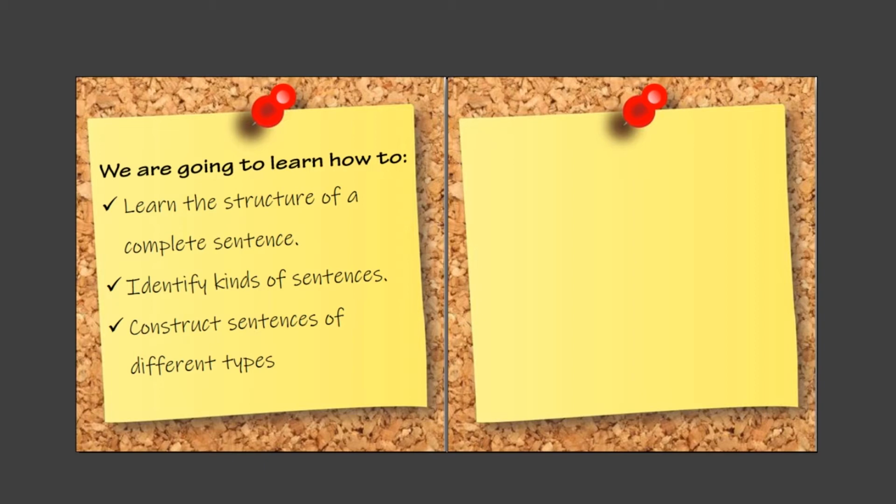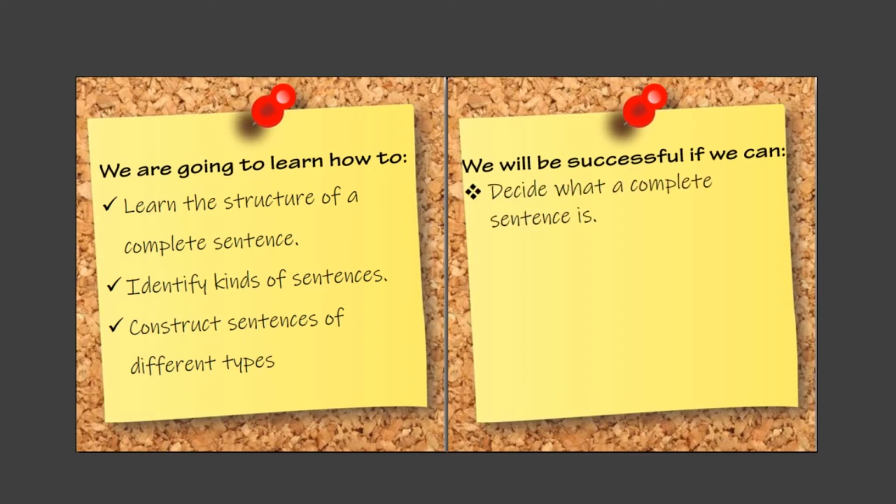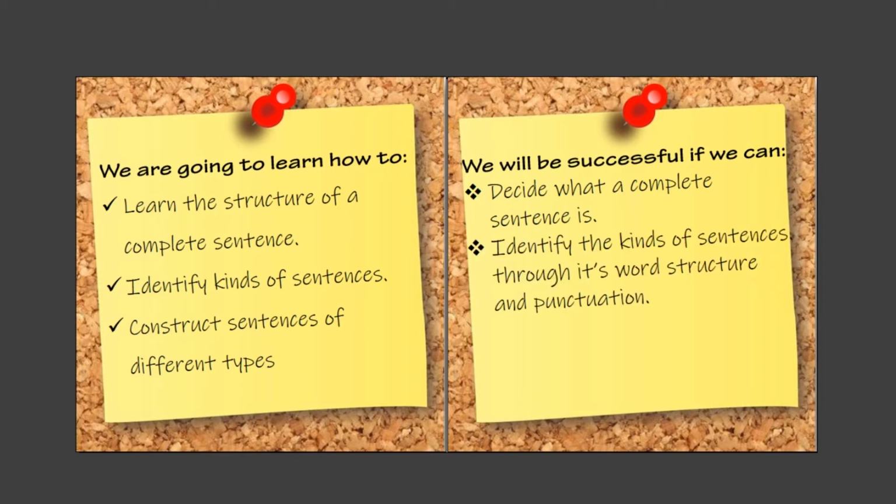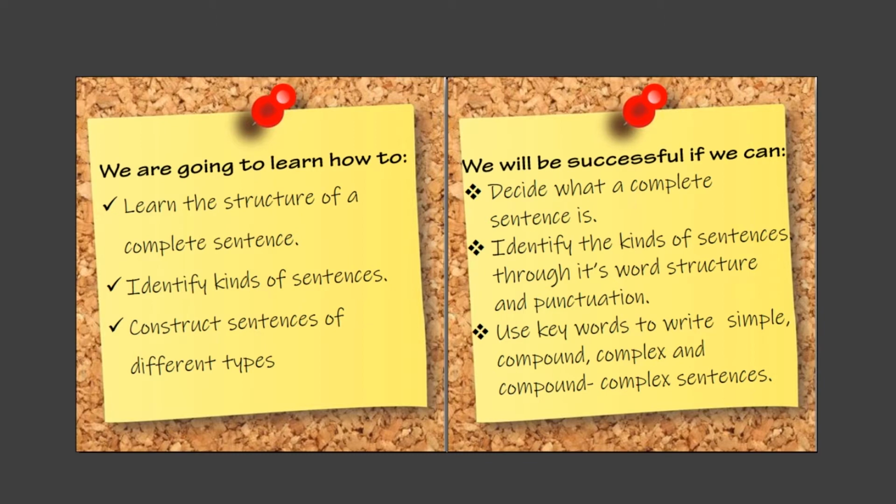Now, by the end of the lesson, you will have had a successful lesson if you can decide what a complete sentence is by looking at a sentence. If you can identify the different kinds of sentences through how the words are arranged in it, and if you can identify it just by looking at the punctuation. You'll also construct some sentences using keywords that you are given, and you'll be writing simple, compound, complex, and compound complex sentences during the course of this lesson.